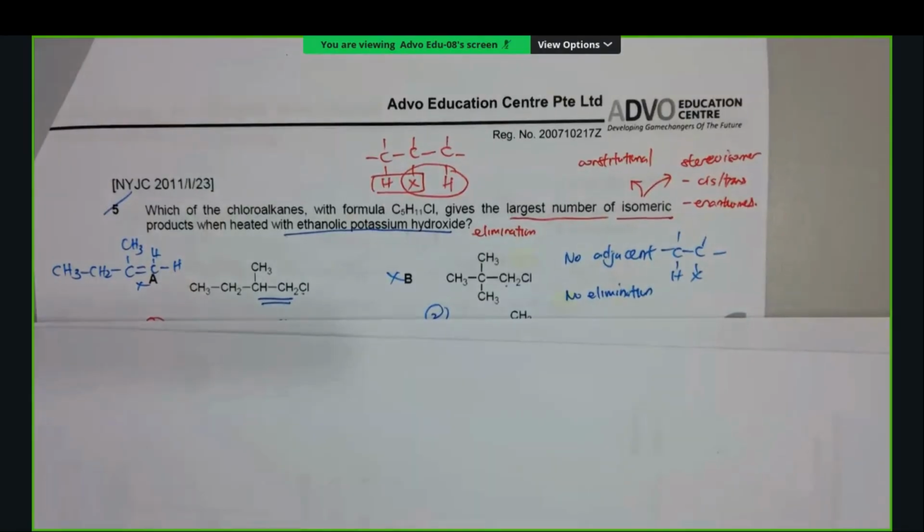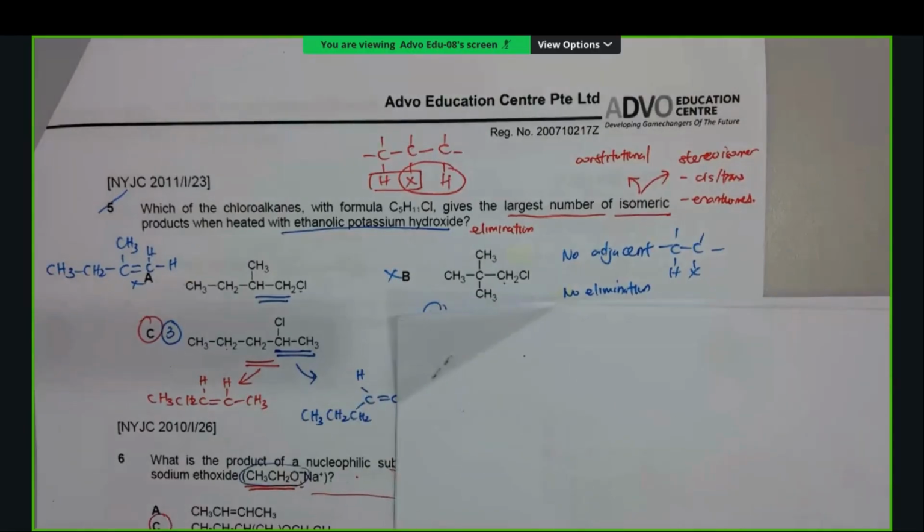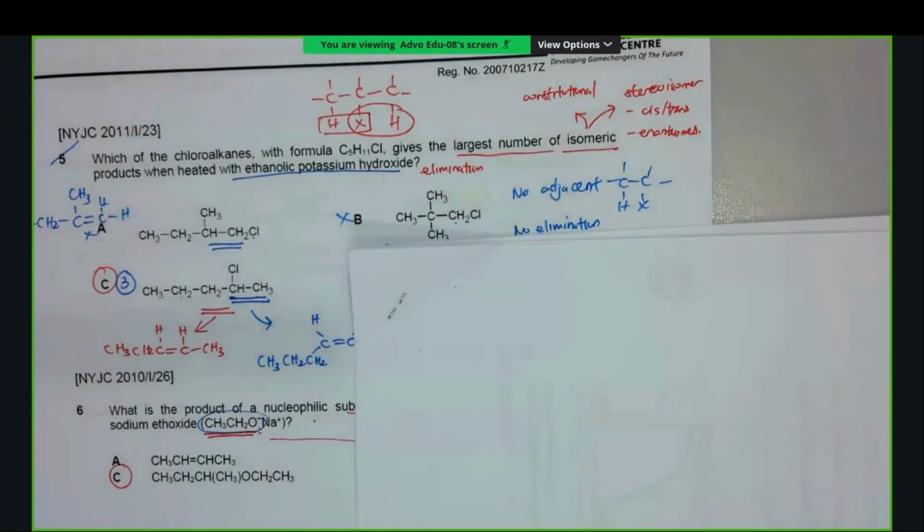Okay, now let's draw C. Your Cl is here. So I can eliminate that Cl with this H here, which gives you this, the one in red.